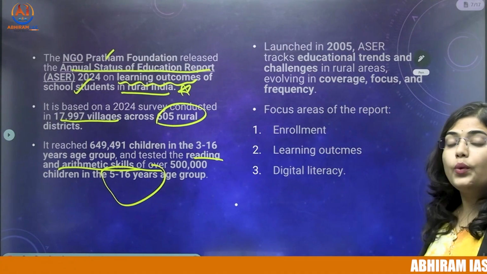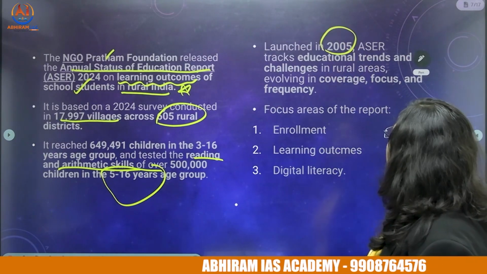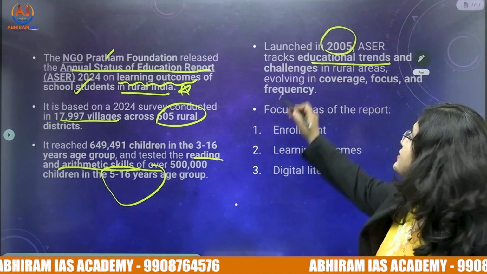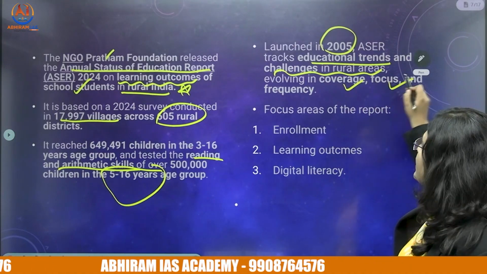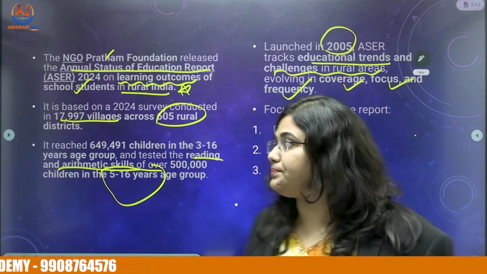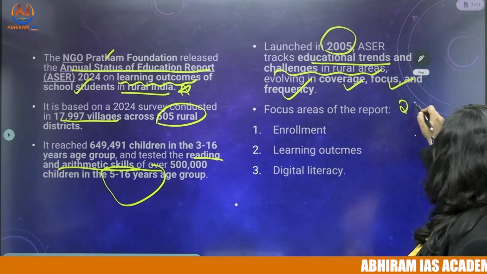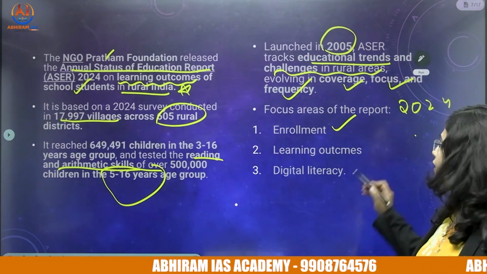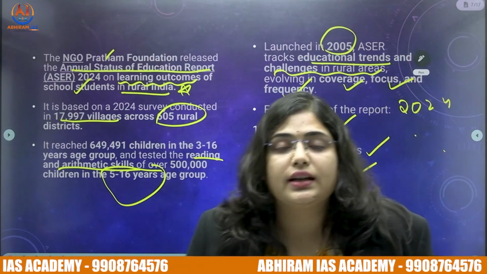Next, when was this report launched? It is in 2005, where it tracks the educational trends as well as the challenges in rural areas. Its main focus is on the coverage, focus and frequency of education quality and standards. Next, what are the focus areas of the report 2024? Number 1, the enrollment of children. Number 2, the learning outcomes, and number 3, the digital literacy.